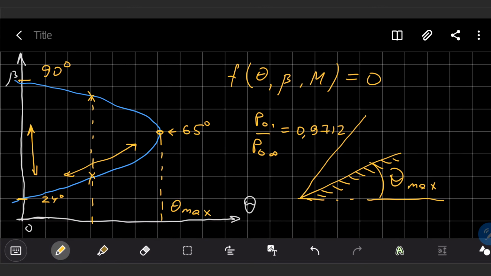After you calculate this first shock wave, you need to calculate, of course, the second shock wave and the third shock wave. And then the total losses will be a product of every loss you receive on each shock wave.